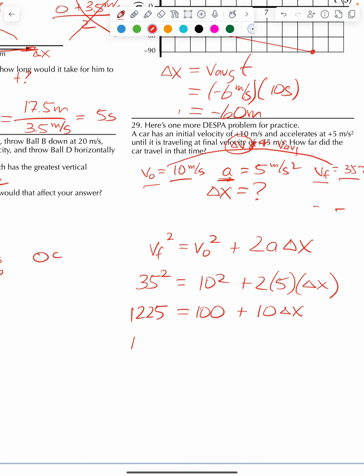So we're going to subtract 100 from both sides. This is 1125 divided by 10 equals delta x. So what's 1125 divided by 10? Well, it should look familiar, 112.5. And I'm going to trust that I did it right. And so, of course, if I'm using SI units everywhere, I'm going to get the SI unit for delta x.